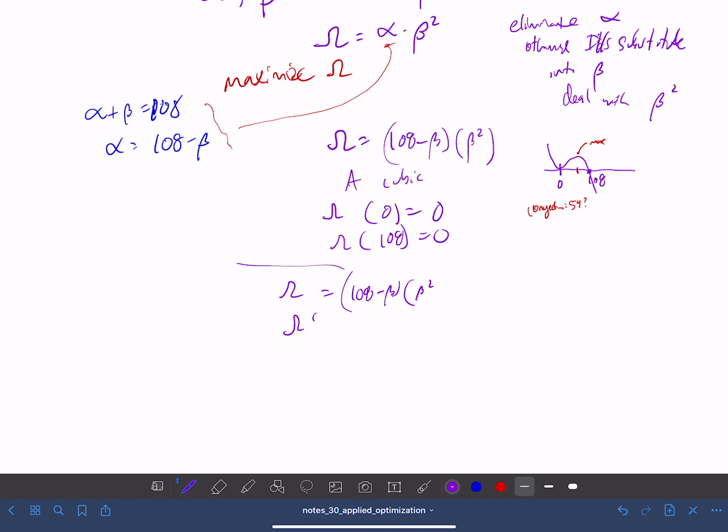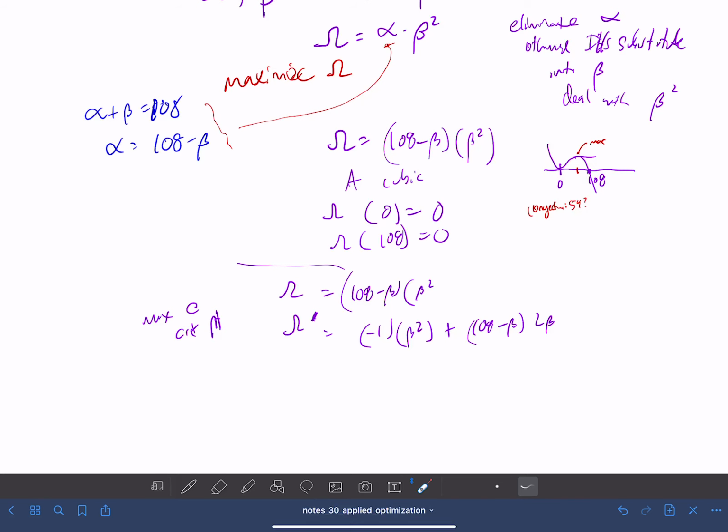Okay, our objective function is omega. That's 108 minus beta times beta squared. Omega prime, because I know that the max occurs at a critical point, and the critical points are determined by where the derivative is 0 in this case. Omega prime is minus 1 times beta squared plus 108 minus beta times 2 beta. Again, I did the product rule.